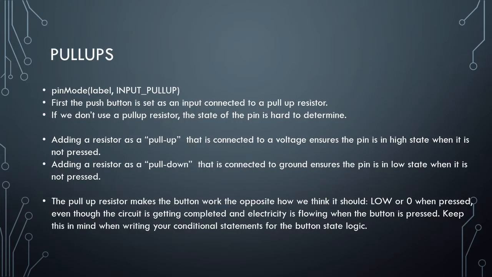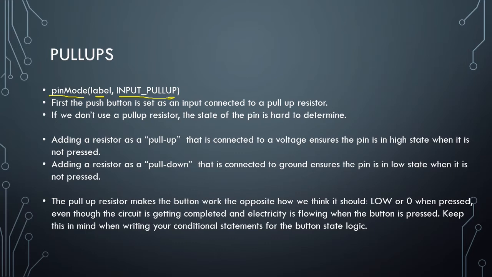So we've talked about pull-ups a little bit in previous lectures, but when we're using a push button especially, we also need to use a pull-up in conjunction with it. So in addition to declaring the variable of that pin and giving it a name, we also in our setup need to give it a pin mode. So our pin mode is just going to be whatever label we give the push button, and then this command INPUT_PULLUP here is going to set any input connected as a pull-up resistor.